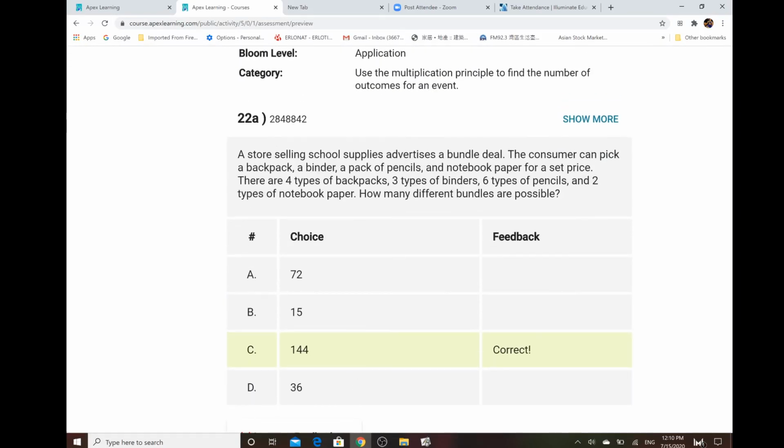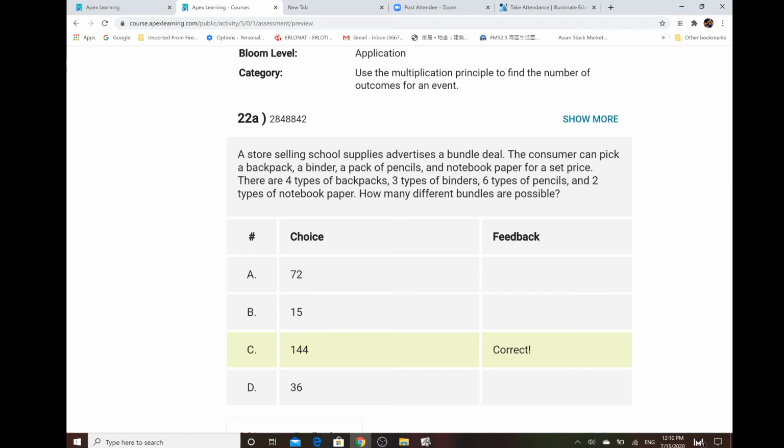So now let's talk about something else. Question 22: a store selling school supplies advertises a bundle deal. The consumer can pick a backpack, a binder, a pack of pencils, and notebook paper for a set price. And there are 4 types of backpack, 3 types of binder, 6 types of pencil, and 2 types of notebook paper. So how many different bundles are possible?